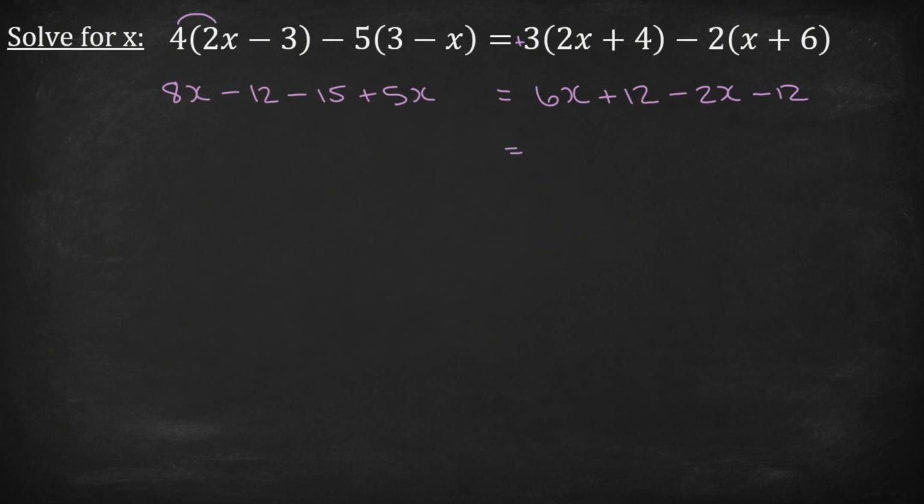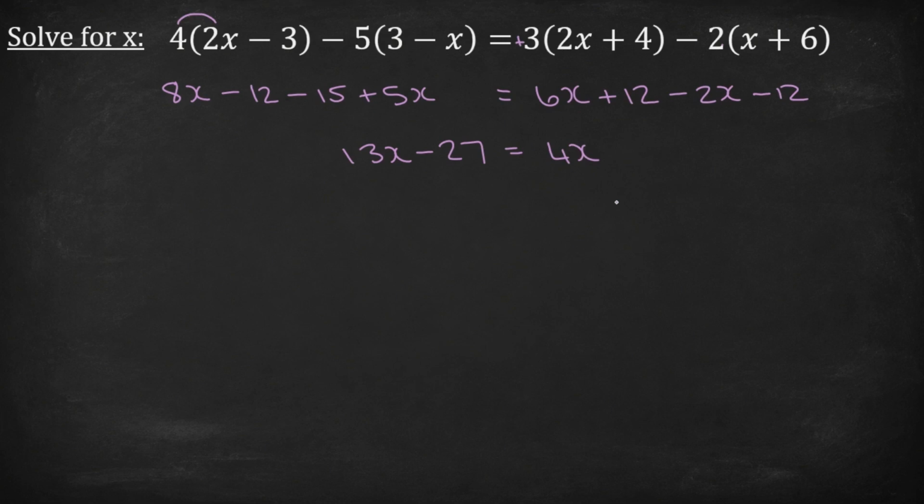I'm going to combine the like terms on each side first so that it is easier to see which terms I need to move. That means I'm going to combine 8x plus 5x. That gives us 13x. And negative 12, and I subtract another 15, is negative 27. And on the right-hand side, we've got 6x minus this 2x. That gives us 4x. And plus 12 minus 12 is 0, so I don't write anything down.